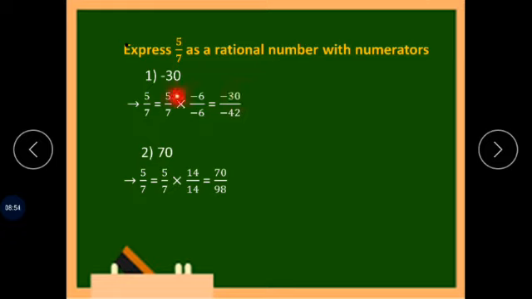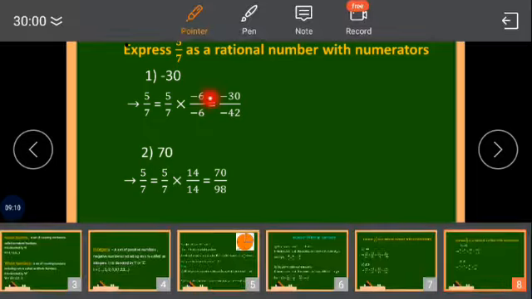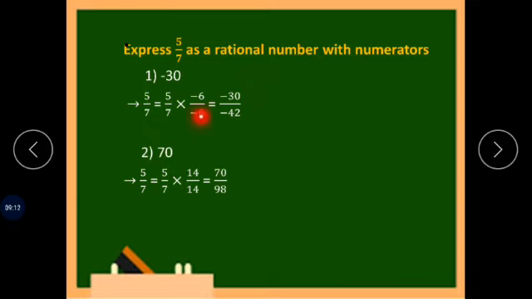Now 5's table is very easy. How many 5s are 30? 6 are. But the numerator has a negative sign. So you should multiply numerator and denominator by minus 6. So the answer is 5 into minus 6, minus 30, and 7 into minus 6, minus 42.